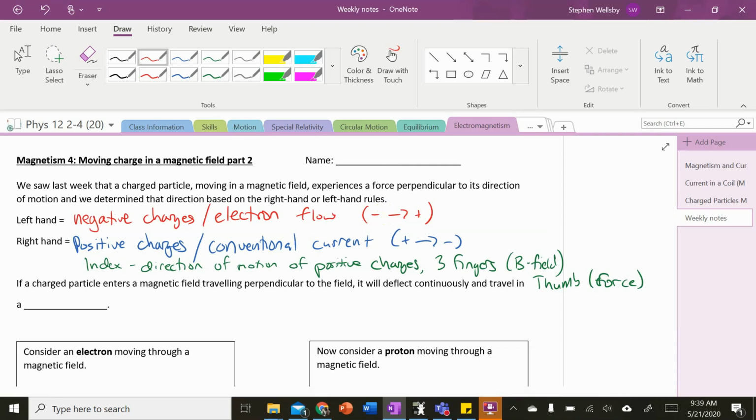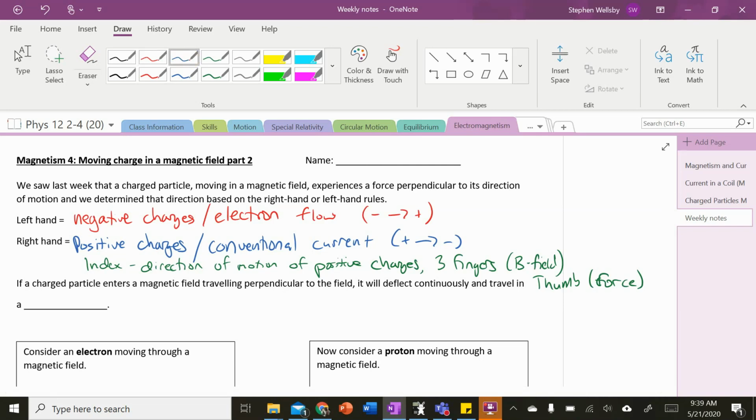So this is a recap of the last two weeks and our right-hand or left-hand rule. With the left hand, same idea: the index finger is the direction of motion of the electron or electrons in a circuit. The three fingers are still the field and the thumb is still the force.